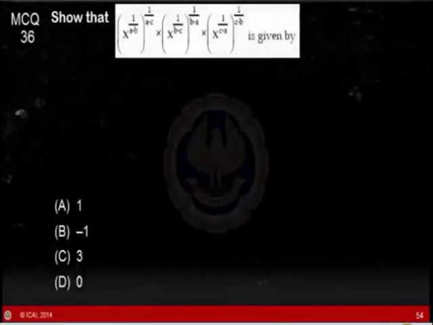MCQ 36. Show that, okay, the question is wrong, not show that. It says find out the value of x to the power 1 by a minus b whole to the power 1 by a minus c into x to the power 1 by b minus c whole to the power 1 by b minus a into x to the power 1 by c minus a whole to the power 1 by c minus b. It may look complicated, but it's very simple. Let's solve this on paper.